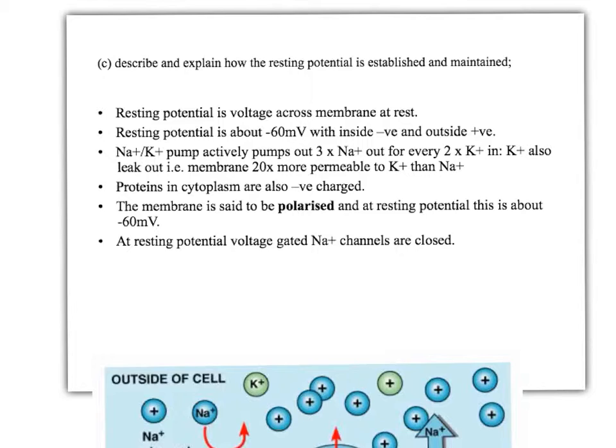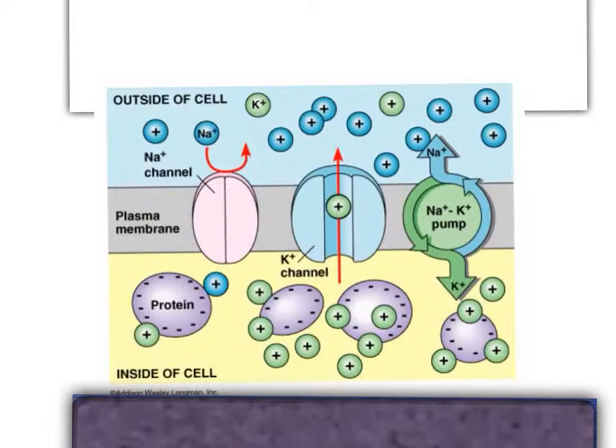It is between about minus 60 and minus 70 millivolts, with the inside of the cell being negative with respect to the outside. Now if I deal with why that occurs, if I go down and look at this diagram here, this represents the cell surface membrane of one of these excitable cells. In this case, let's say it's an axon of a motor neuron, but it could be any part of the cell membrane of either a sensory neuron or a motor neuron.